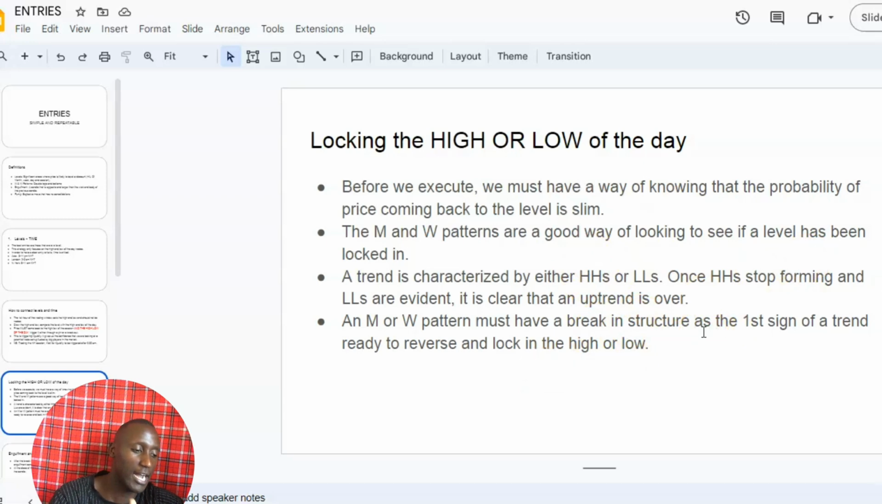So if we are creating higher highs, and we are at the high of the day, we've triggered the high of the day in the second hour, look for a break in structure, because it's the break in structure that is the first signal price might be reversing.